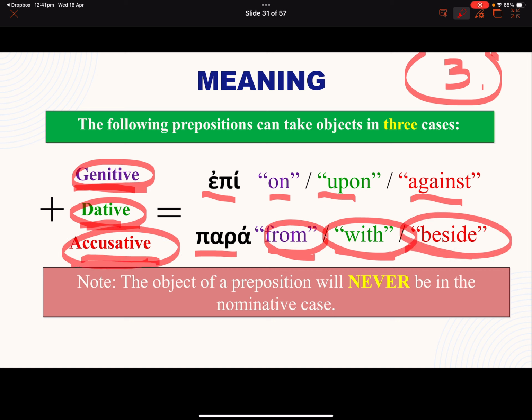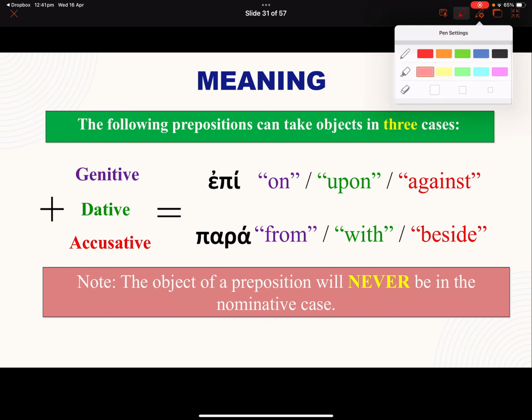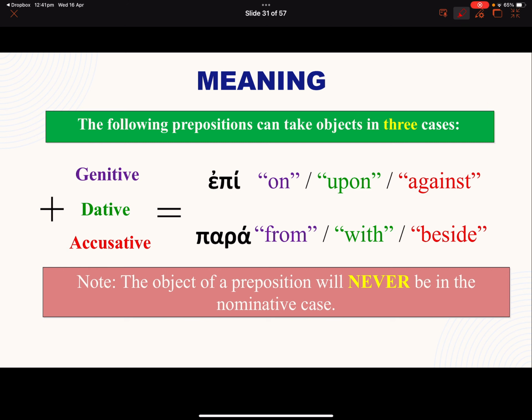Now, you'll notice in all of these examples that I've given so far, we've only had prepositions followed by the genitive, dative, or the accusative. You will never see a preposition followed by something that's in the nominative case. Prepositions are always followed by something either in the genitive, dative, or the accusative case.